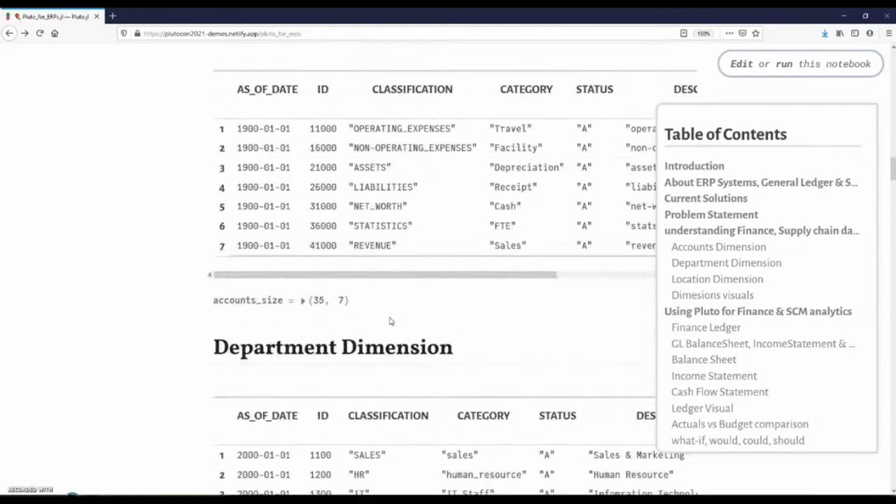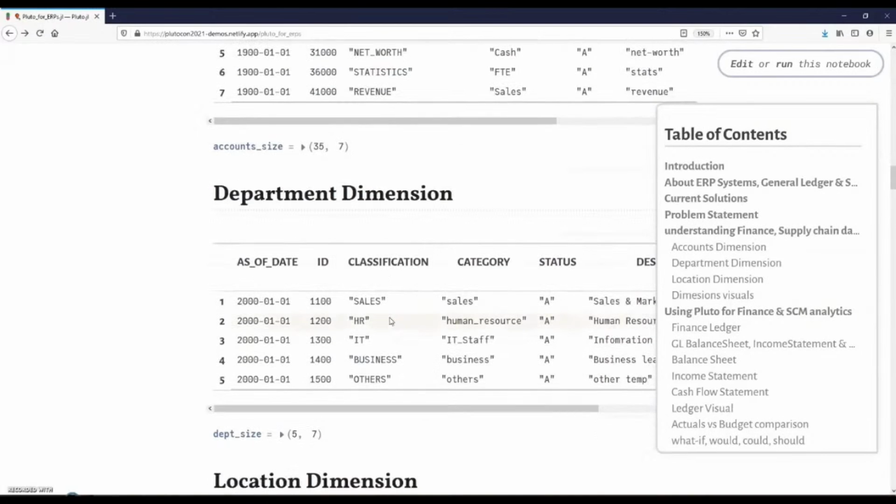Similarly, in any organization, you may have your own department dimension. For example, you have different departments, and within a department you can have sub departments.